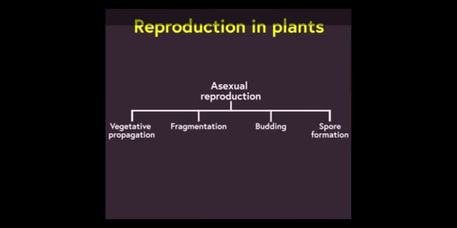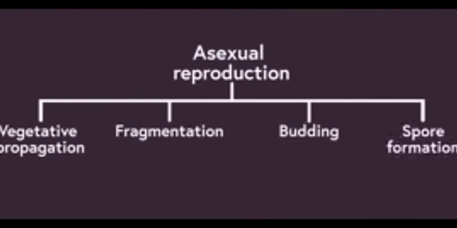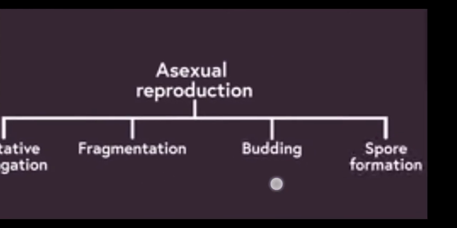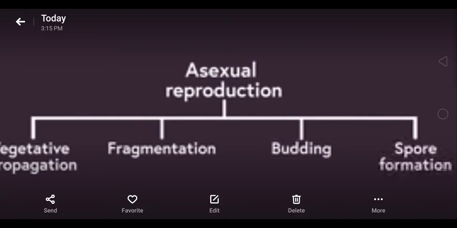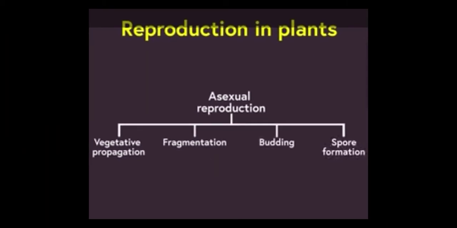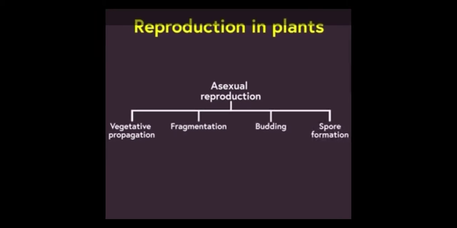Asexual reproduction occurs in four ways: vegetative propagation, fragmentation, budding and spore formation. We start with the process of budding.